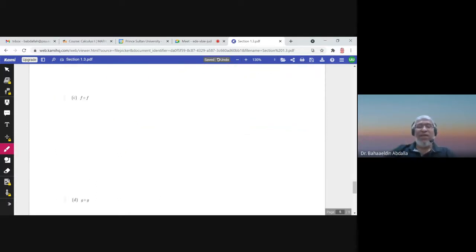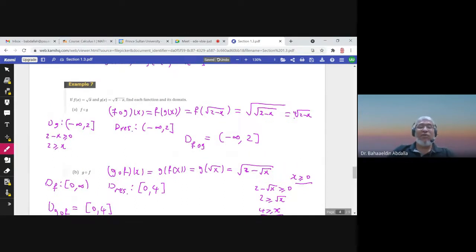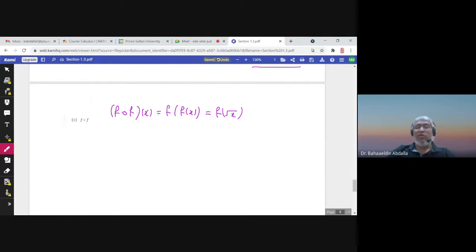Now, what about F circle F? Well, F circle F of x is defined similarly. It would be F of f of x. What is f of x? It's the square root of x. And now what is f of square root of x? You replace x by square root of x. So I have a square root of x, but this x will be replaced by square root of x. I have two square roots, multiply 2 times 2, so it's the fourth root of x.